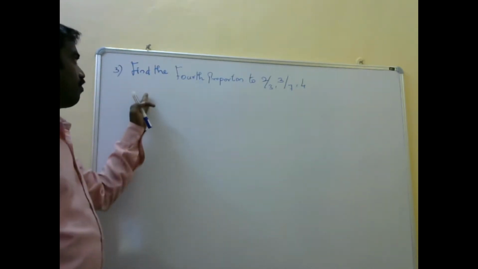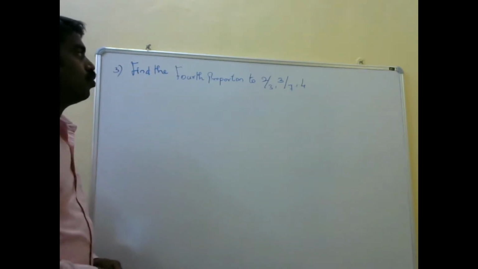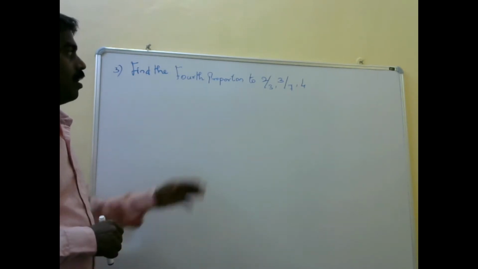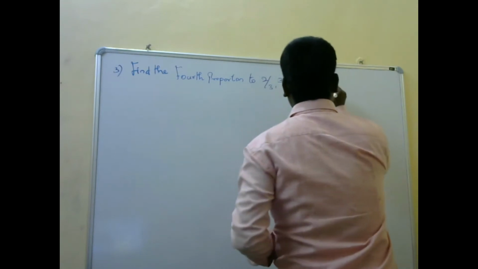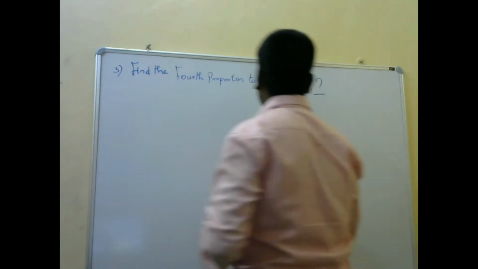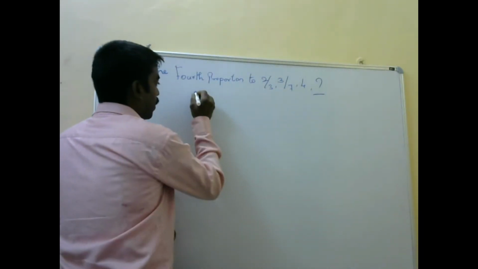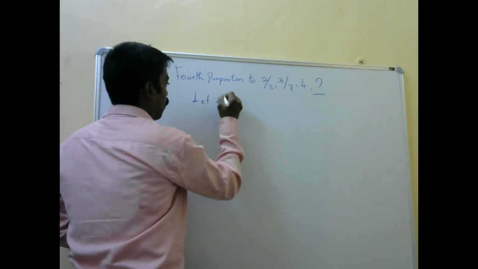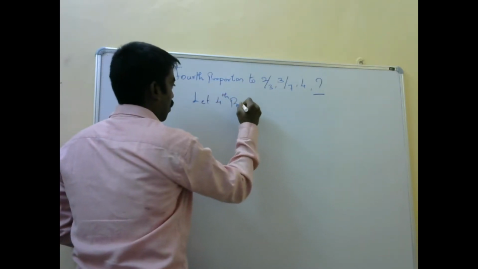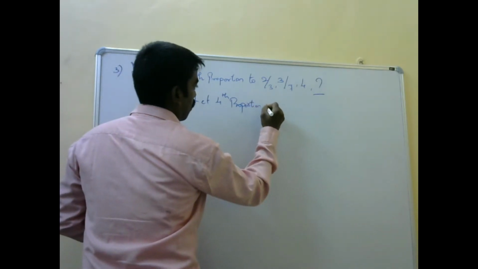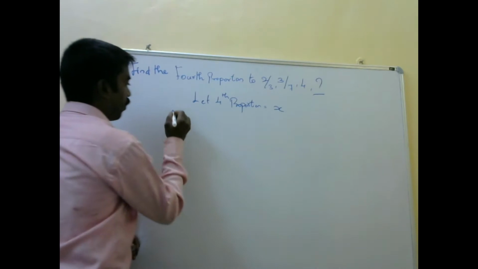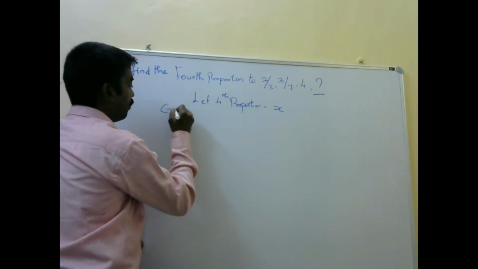The next question is find the fourth proportion to 2 by 3, 3 by 7 and 4. The fourth proportion is a question mark. We are going to find the fourth proportion. So let the fourth proportion be x. What is the cross product rule?